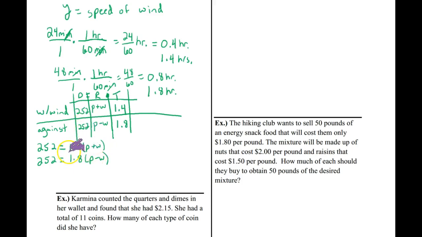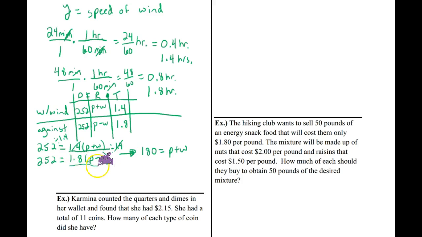So what do I mean by that? I mean divide this side by 1.4, and divide the other side of the equation by 1.4. Whatever I do to one side, do the same thing to the other side. And that would make me end up over here. So 252 divided by 1.4 is 180. And then this side would divide out, and I'd be left with just P plus W. Right? If I'm multiplying by 1.4, dividing by 1.4, it's divided out, it's gone.